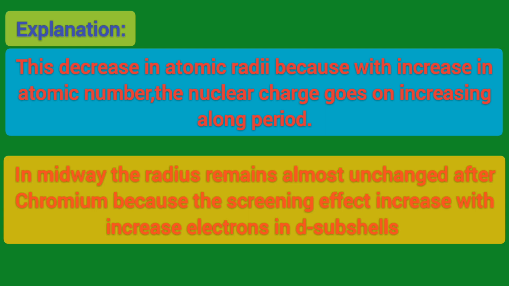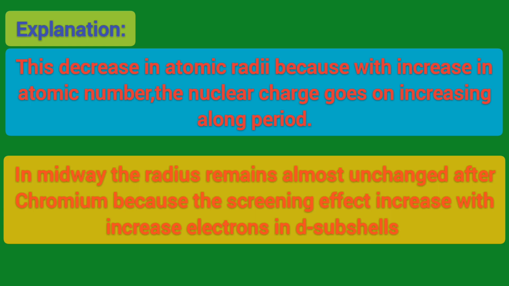Explanation: there is a decrease in atomic radius because with increase in atomic number, nuclear charge goes on increasing along the period. In midway, the radius remains almost unchanged after chromium because the screening effect increases with increase in d electrons in the subshells, which balances the nuclear charge.